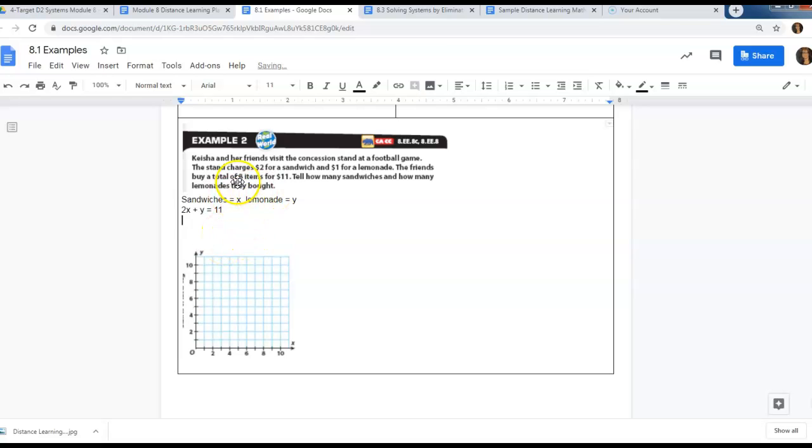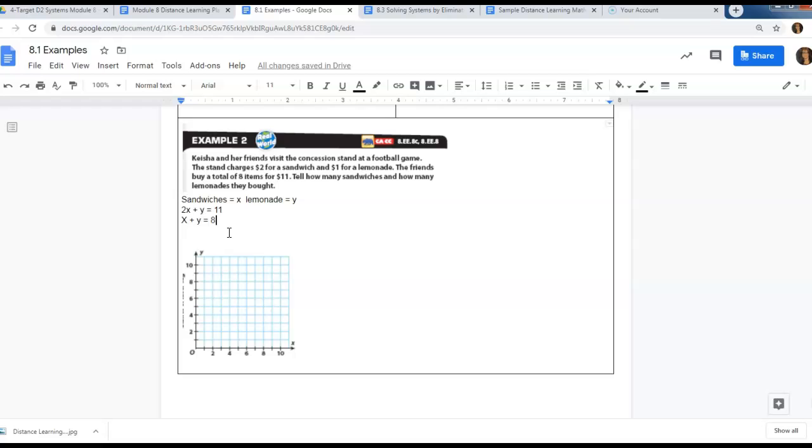Then it says they bought a total of 8 items. So that means that if I just add the number of sandwiches and the number of lemonades, I'll get 8. So it's x plus y is equal to 8.